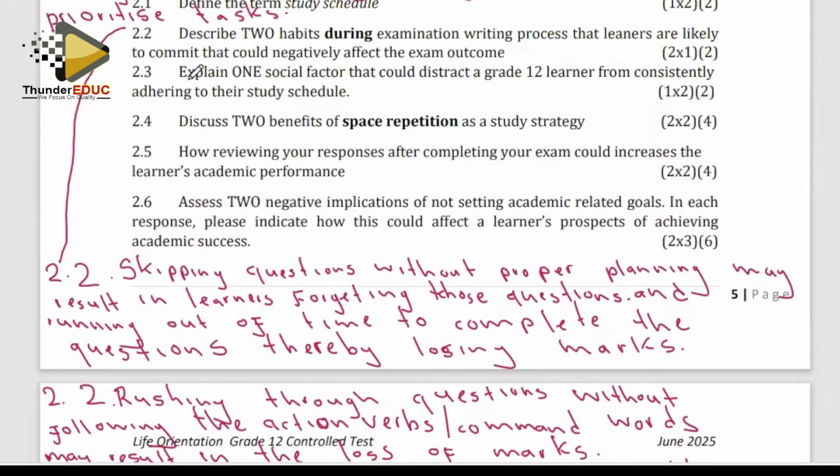Now we need also to handle 2.3. Explain one social factor that could distract a grade 12 learner from consistently adhering to their study schedule. So social factors, there are various social factors which I would outline on the whiteboard. So 2.3, it will be put on the whiteboard.